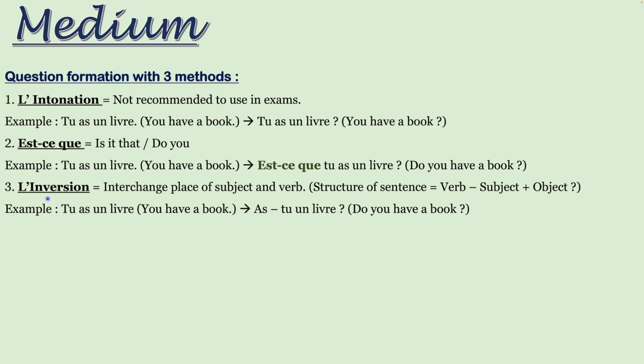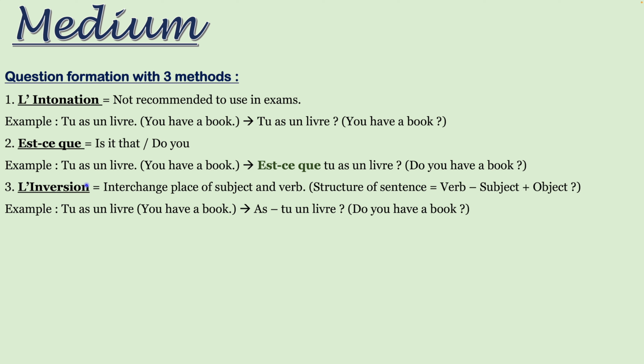I am a girl. Here "I" is the subject, "am" is the verb, and "a girl" is the object. If I have to convert it into a question using inversion, it would be "Am I a girl?" The verb comes in the front. "Am" was the verb, it comes in the front. Am-I a girl? Am I a girl? Right?